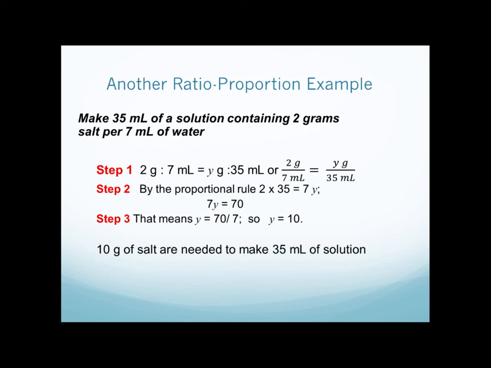Here's another ratio and proportion example. Maybe the problem says make 35 mLs of a solution containing 2 grams of salt per 7 mLs of water. So this is giving you a ratio, 2 grams of salt per 7 mLs of water, and it wants you to make 35 mLs of this solution. So I'm solving for x. How many grams of salt do I need? So I multiply 2 times 35 divided by 7. So x equals 10, or 10 grams of salt.